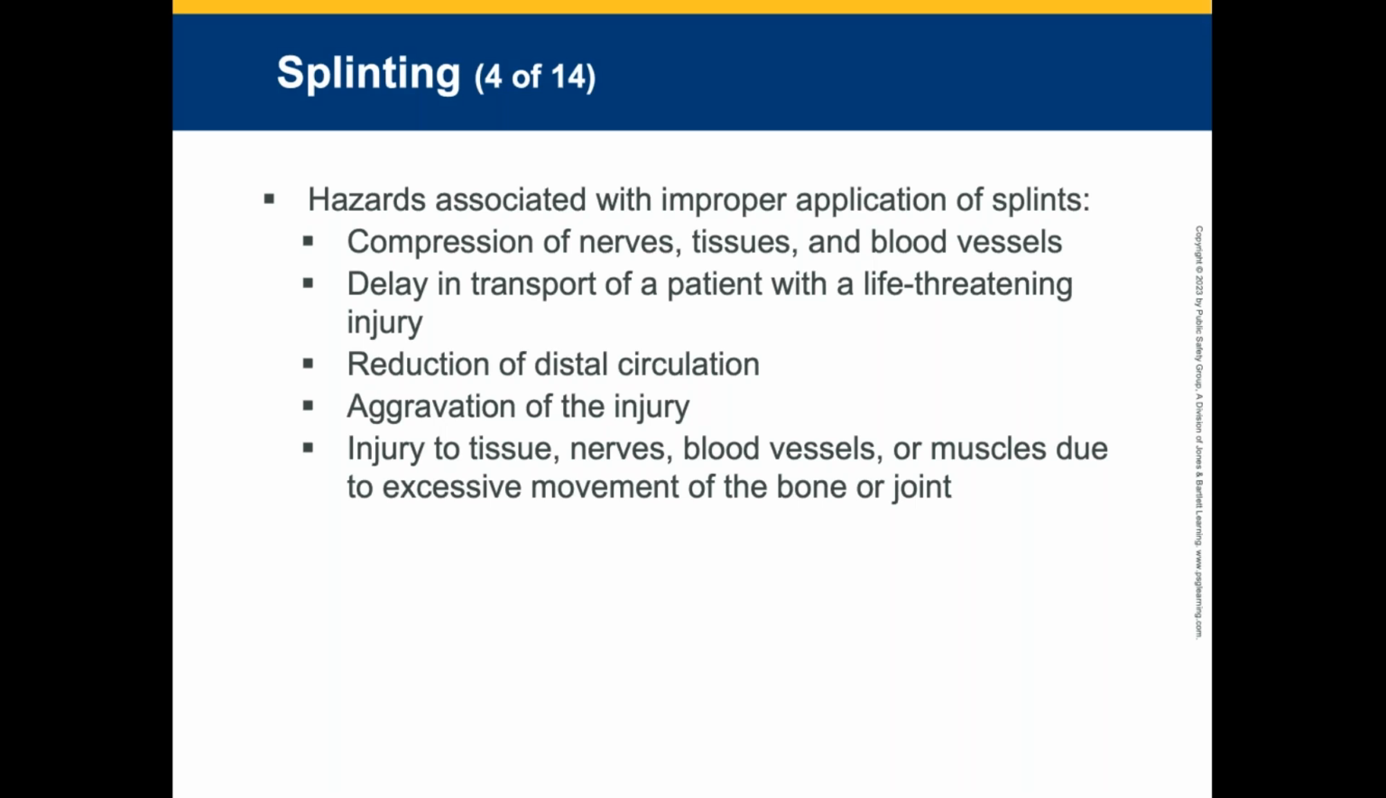Some hazards associated with improper application of splints would be compression of the nerves, tissue, and blood vessels, delay in transport of the patient with life-threatening injury, reduction of distal circulation, aggravation of the injury site or the injury itself, and injuries to the tissue, nerves, and blood vessels or muscles due to excessive movement of the bone or joints.